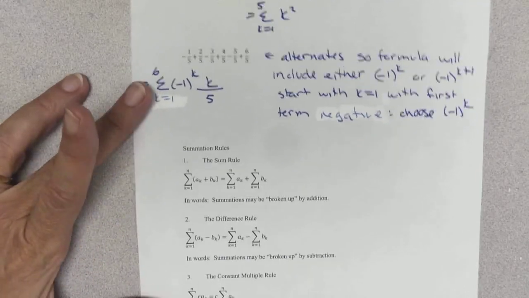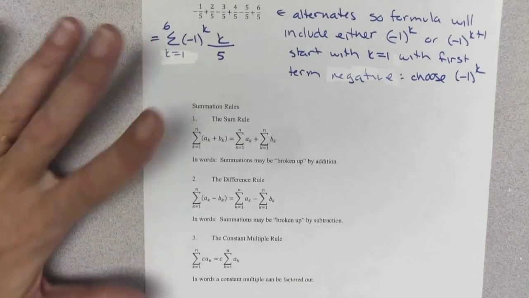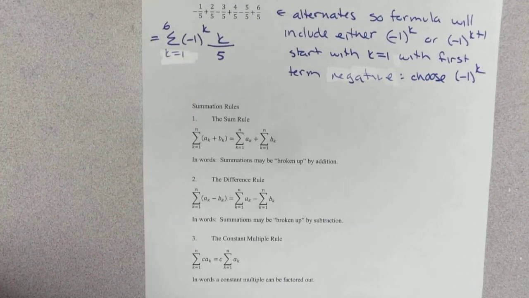Okay, there are a few summation rules that we will be using. First rule, the sum rule. The summation from k equal 1 to n of a sub k plus b sub k equals the summation from k equal 1 to n of a sub k plus the summation from k equal 1 to n of b sub k. In words, summations can be broken up by addition. Similarly, the difference rule: the summation from k equal 1 to n of the quantity a sub k minus b sub k equals the summation from k equal 1 to n of a sub k minus the summation from k equal 1 to n of b sub k. In words, summations may be broken up by subtraction.